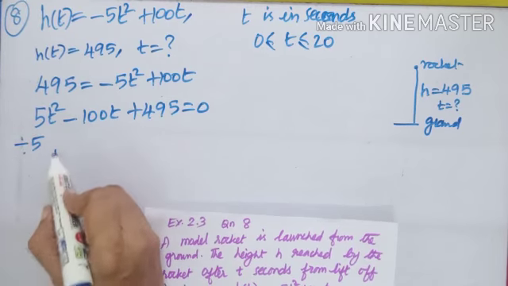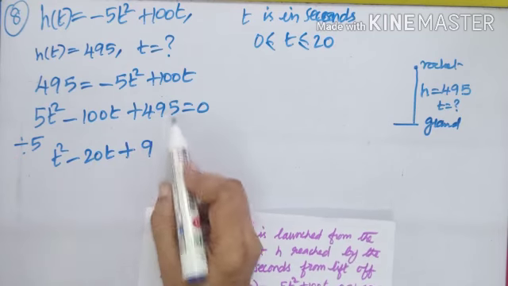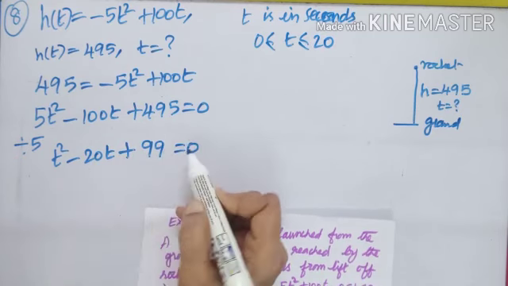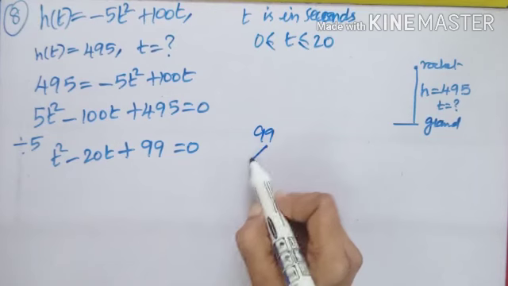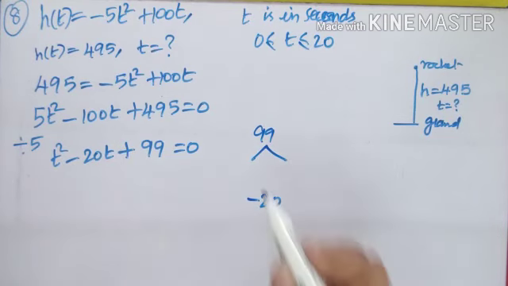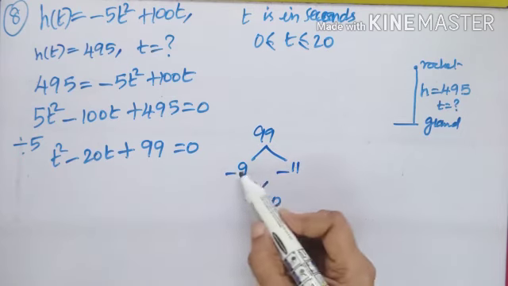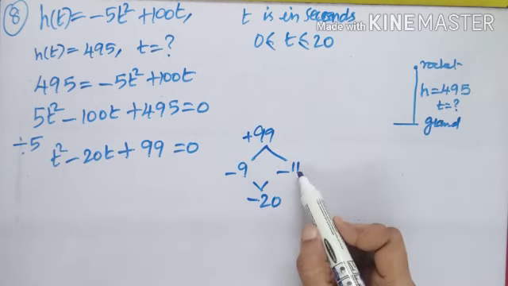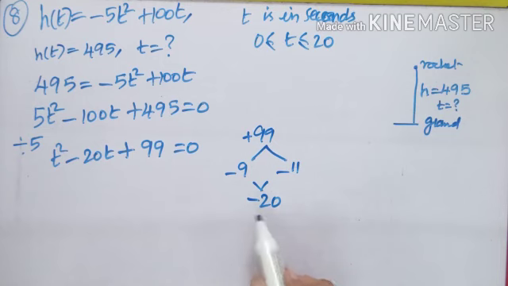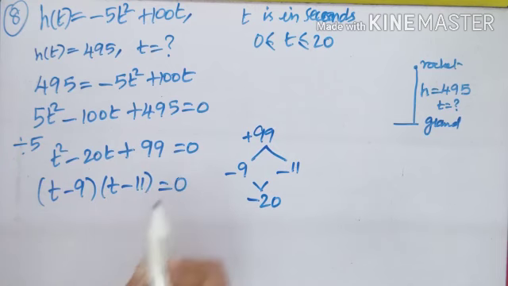Throughout I can divide by 5. t square minus 20t plus 99 equals 0. So I need to factorize and find t. 99, the two factors that give rise to minus 20 are 9 and 11, minus, minus. Check whether it is right: minus into minus plus, 9 11s are 99. Minus 9 minus 11 together will give me minus 20. So putting it back here, (t minus 9)(t minus 11) equal to 0, or I get t equals 9 and 11.